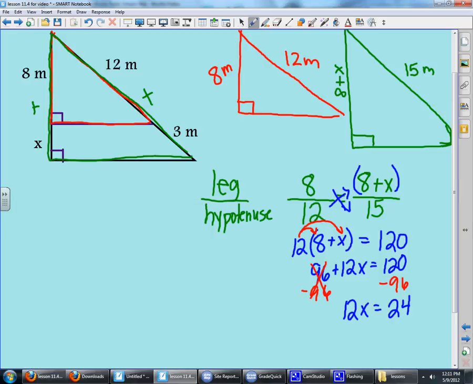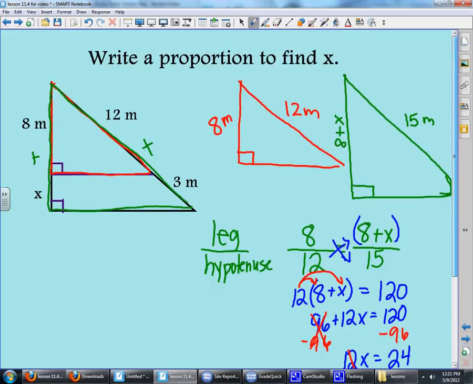Then we're going to divide by the coefficient, which is 12. 12x divided by 12 is just x. And 24 divided by 12 is 2. So we just needed to find out the length of x, and the length of x right here is 2 meters.